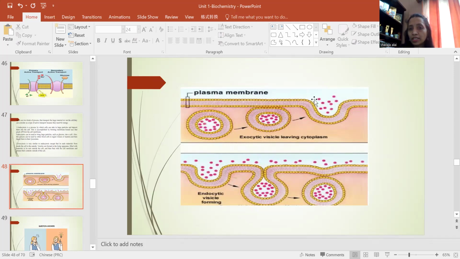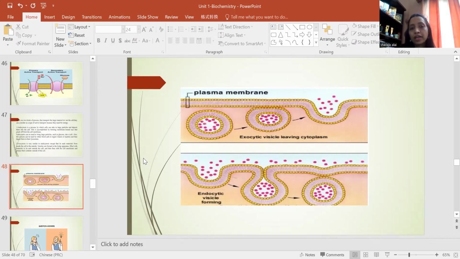So here, as you can see, the materials which need to be transported get engulfed, and then once vesicles are formed, they enter inside the cell. In a similar way, in exocytosis, the materials which need to be transported outside the cell membrane get entrapped in Golgi apparatus-like vesicles, and then these vesicles burst out and release the materials outside of the cell. So this is a major difference between exocytosis and endocytosis.